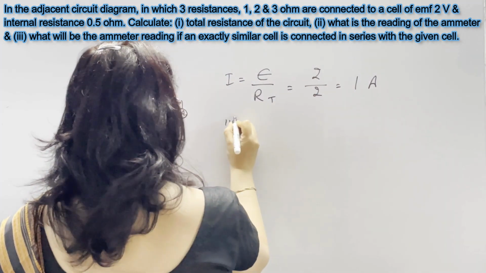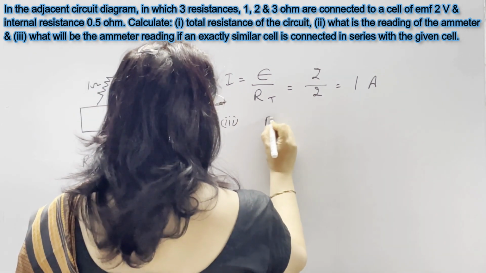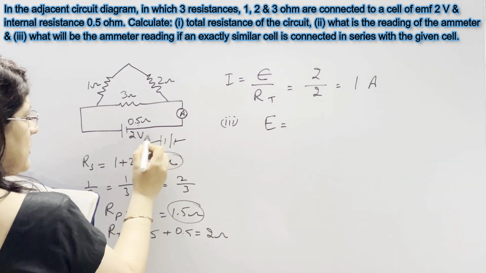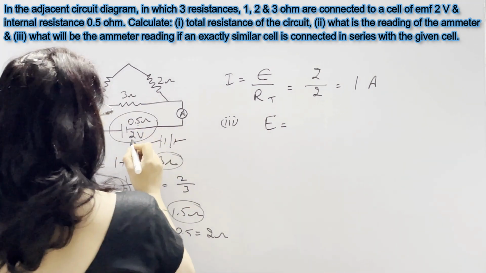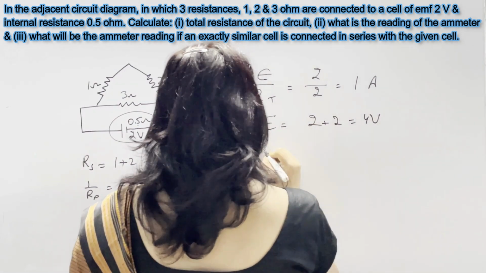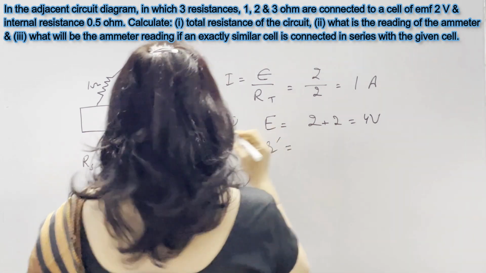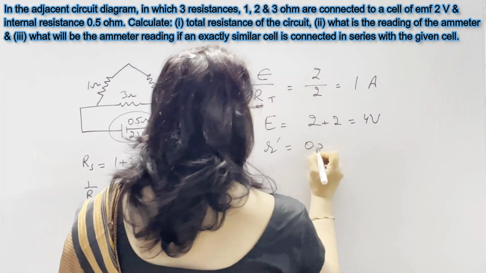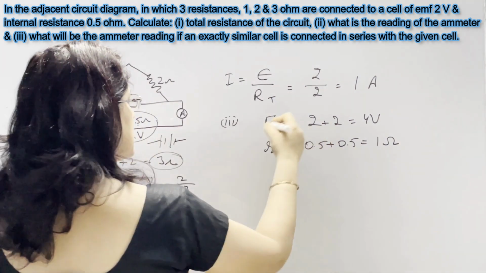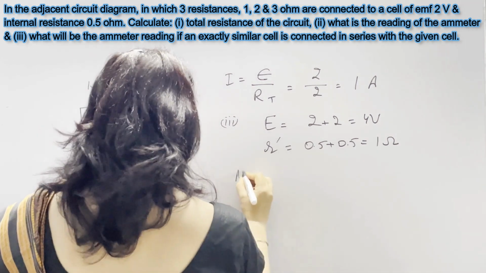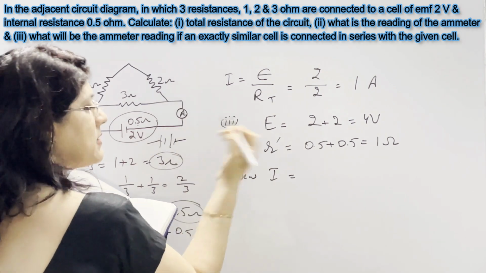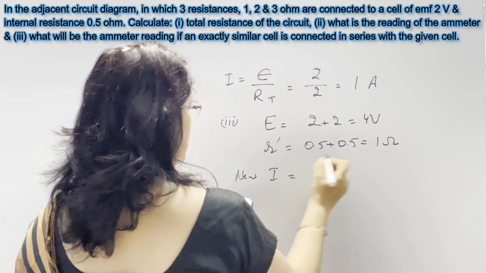Now in the third part, what is the value of the new EMF? A similar cell is connected in series with the given cell. It means 2 volt plus 2 volt is our new EMF, 4 volt. And the internal resistance is the sum of these two internal resistances, 0.5 plus 0.5, which is 1 ohm. So now these are our new values. The new current in the circuit is the reading of the ammeter now when another cell is also connected in series with the given cell.